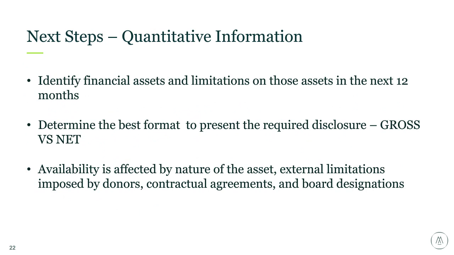Along with the qualitative information, you will also include quantitative information, either on the face of the statement of financial position or in the notes, that communicates the availability of a not-for-profit's financial assets at the date of the statement of financial position to meet your cash needs for general expenditure within 1 year of that date. Keep in mind, availability of financial assets could be affected by the nature of the asset, external limits imposed by donors, laws, or contracts with others, and internal limits imposed by governing board decisions. You'll also need to decide the format of this presentation, so gross versus net. Let's look at an example of that.